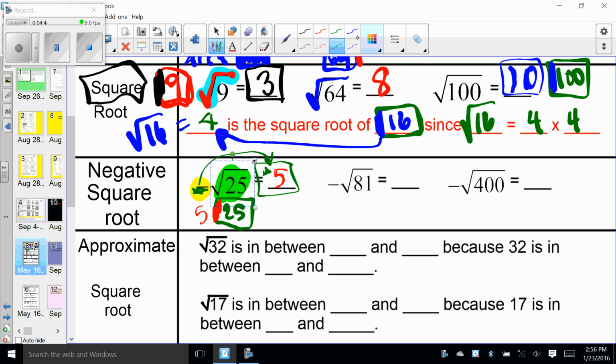Let's take a look at the next example. So we have this square that has the area of 81. What we're doing is trying to find the side of the square. What's the side of the square that has an area of 81? So we have the square root of 81, which is 9. So this has to be a 9. And then we're going to take that negative and reattach it. Negative 9 is called the negative square root.